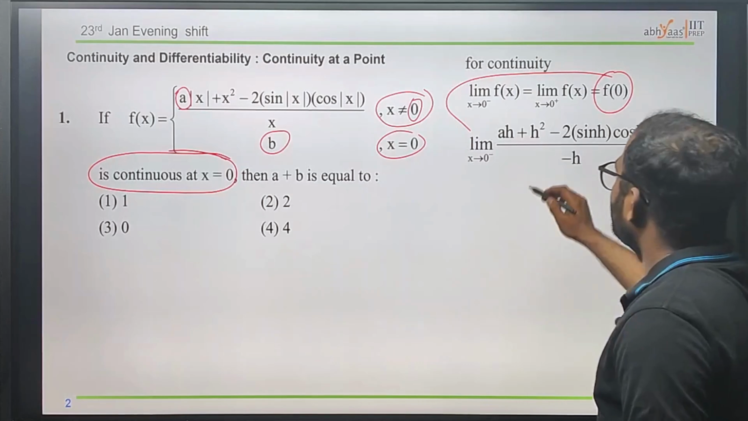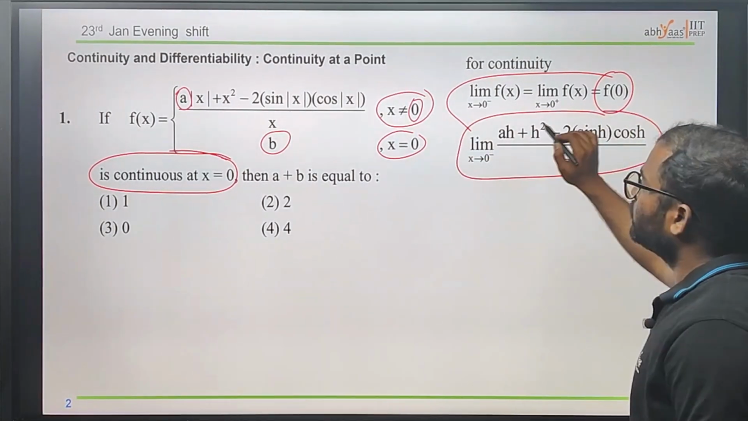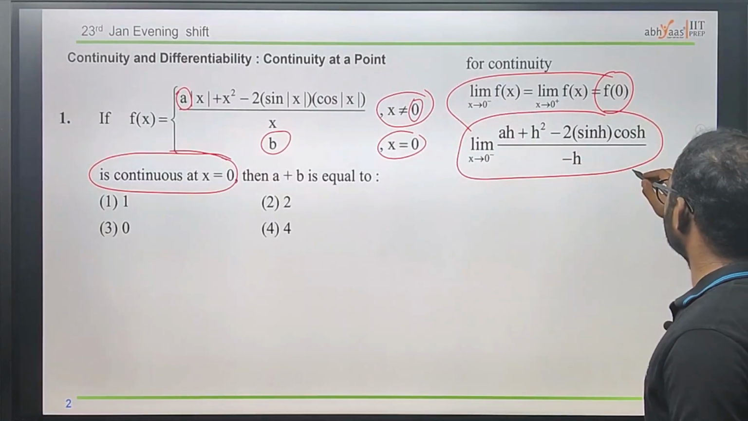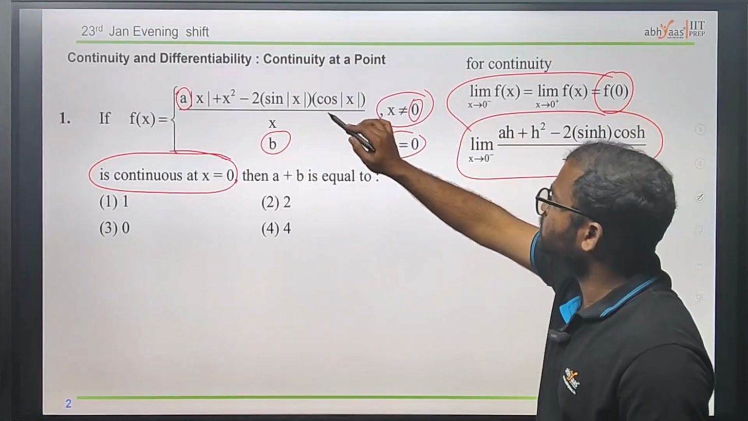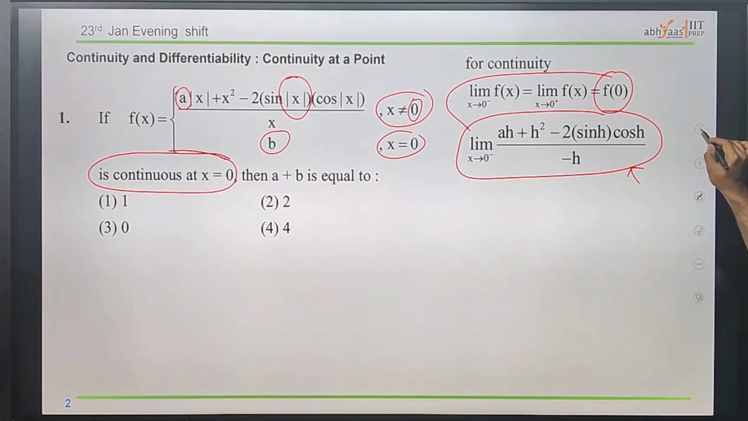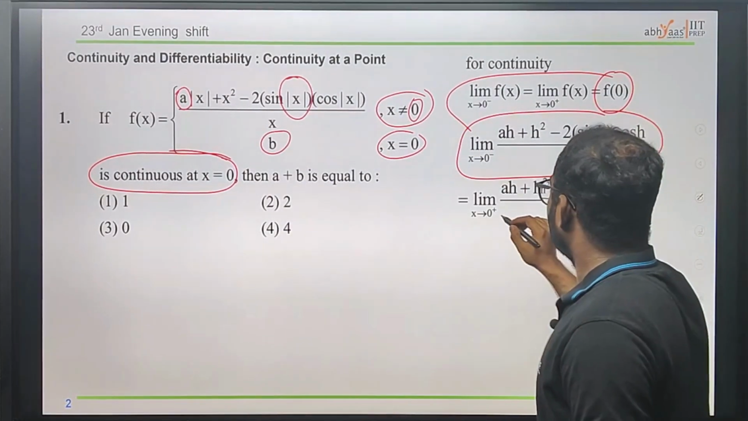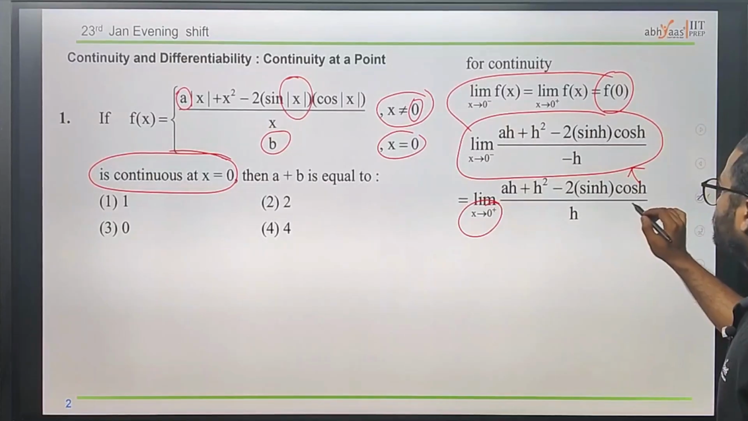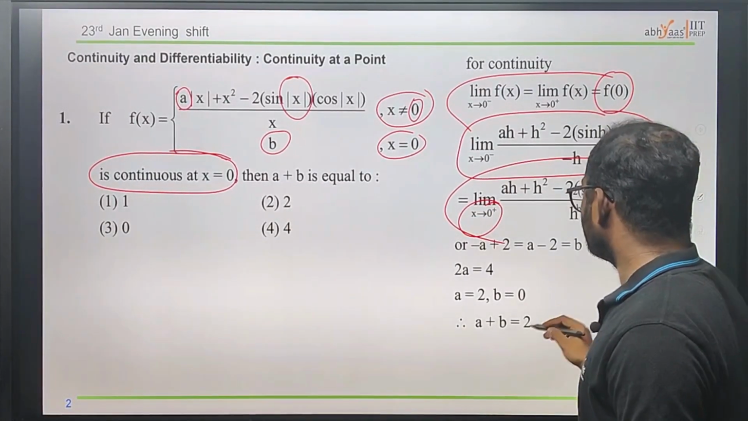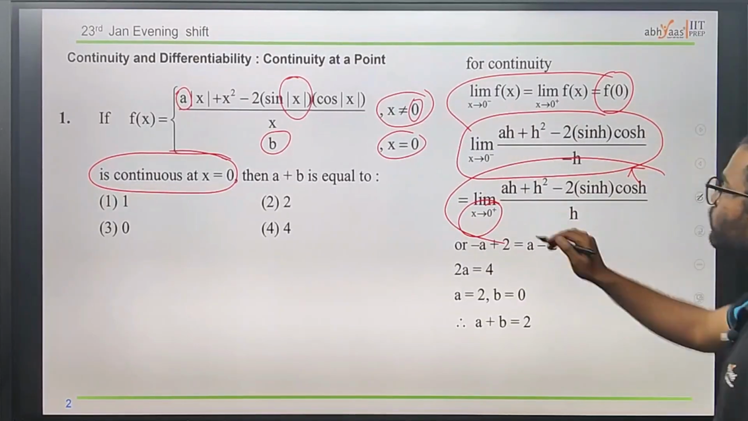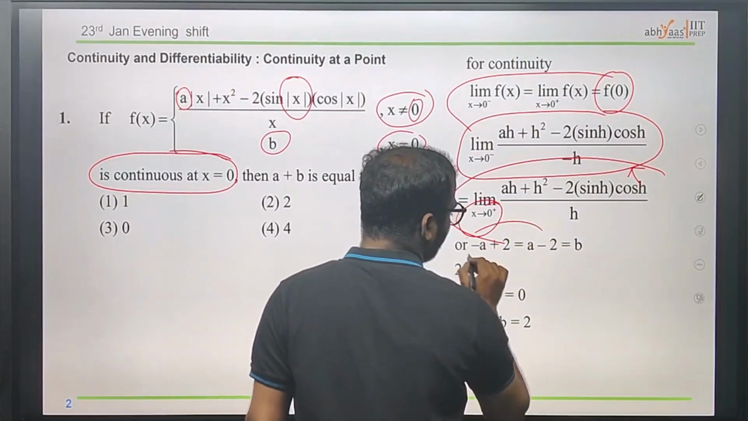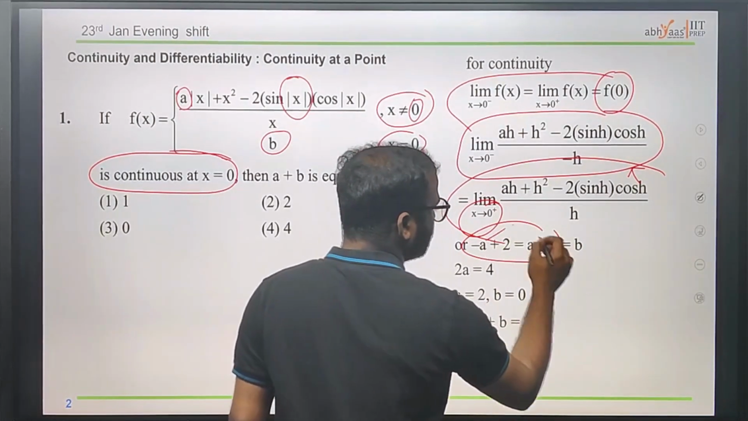Now for the LHL we find this one, putting x equal to minus h, as h tends to 0. Since we have a modulus here, for that reason we take it accordingly. Similarly, for the right hand limit we found this one. Now we equate these to f of 0 as well. We have to equate both of these in order to find the values, and we get minus a plus 2 equal to this one, and b.